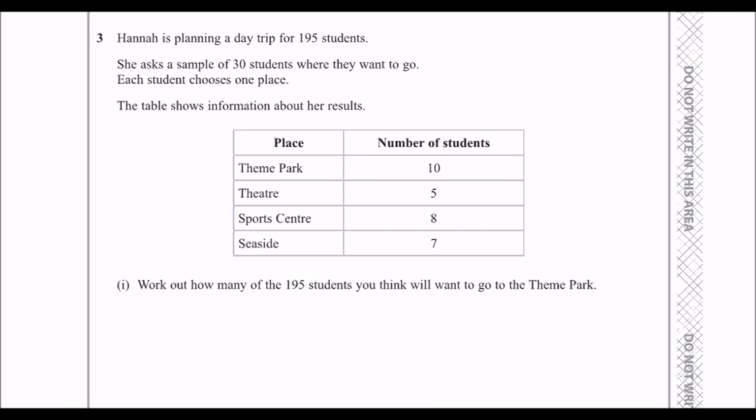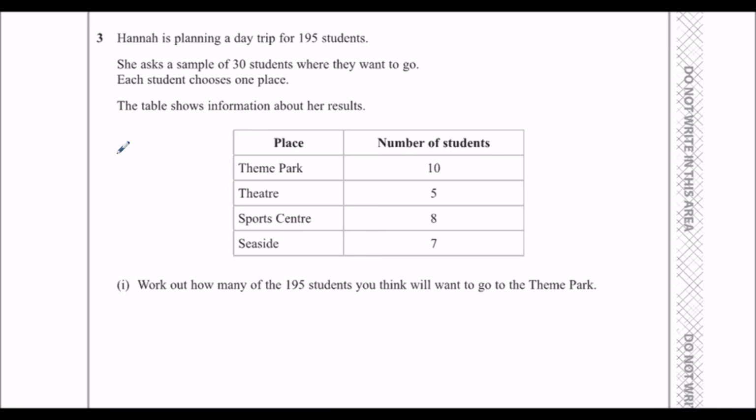Question 3. Hannah is planning a day trip for 195 students. She asks a sample of 30 students where they want to go. Each student chooses one place. The table shows information about her results. So we've got different places and different numbers of students that want to go to each place.